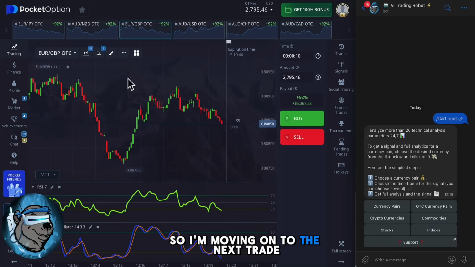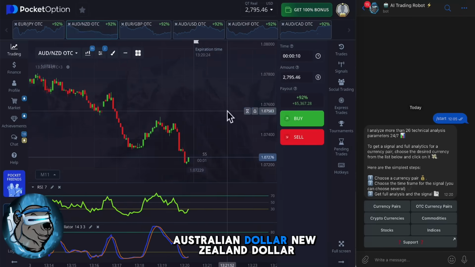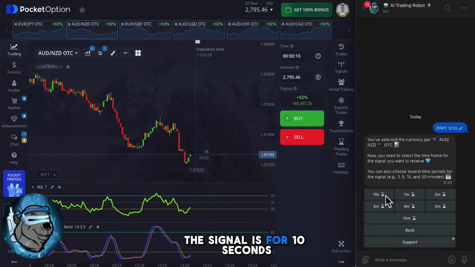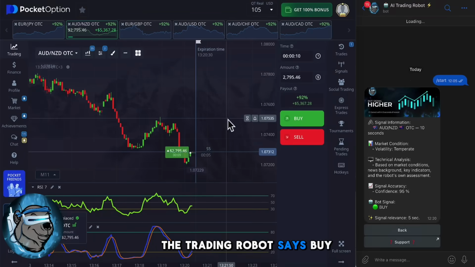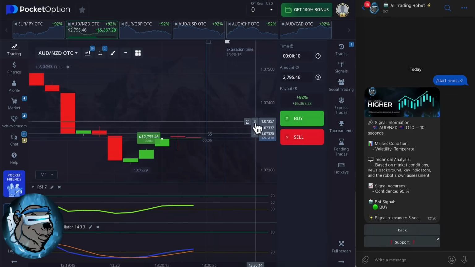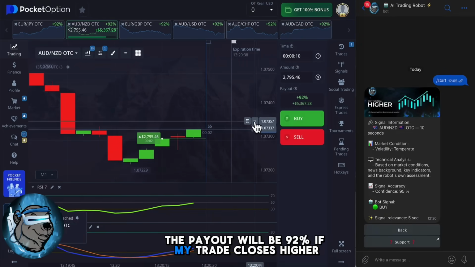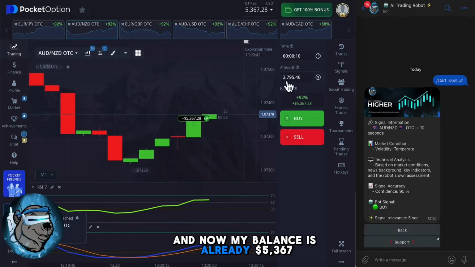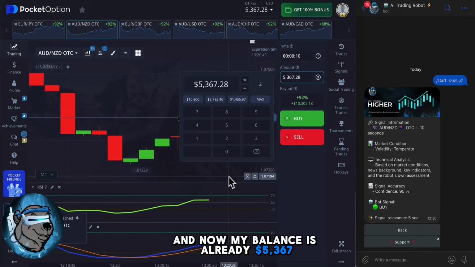So I'm moving on to the next trade. Australian dollar, New Zealand dollar. I open this asset on the robot. The signal is for 10 seconds. The trading robot says buy, and I open a trade in the direction indicated by the signal. The payout will be 92% if my trade closes higher. That's exactly what happened, and now my balance is already $5,367.